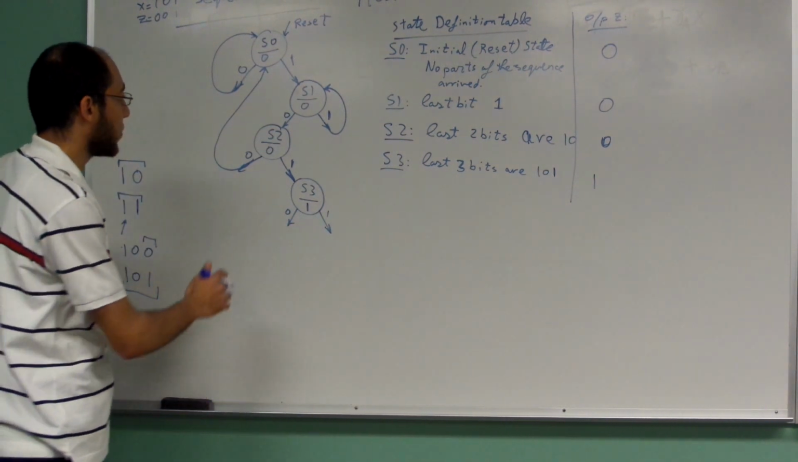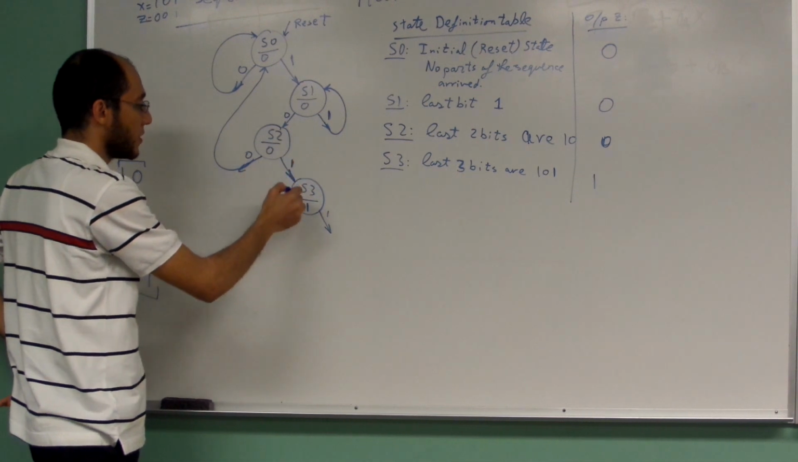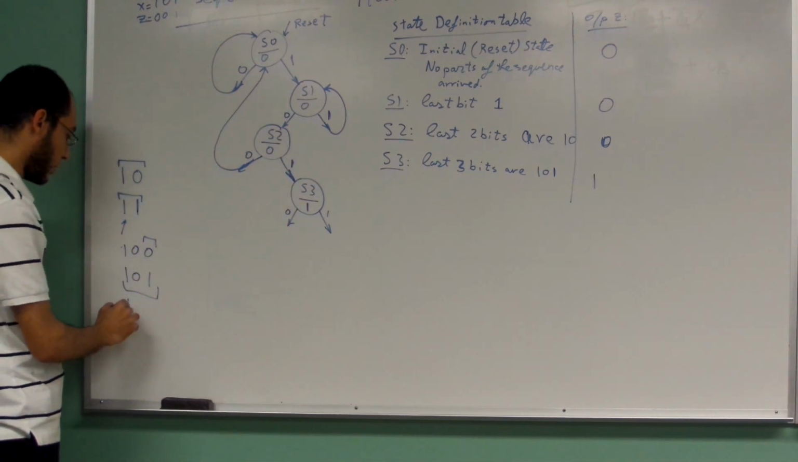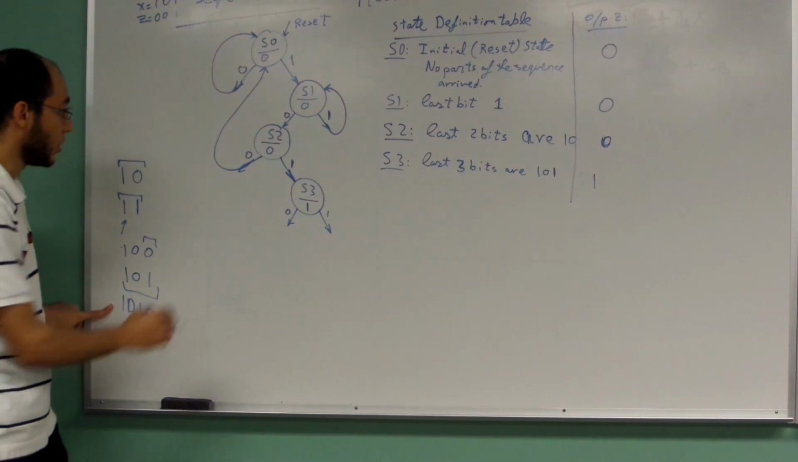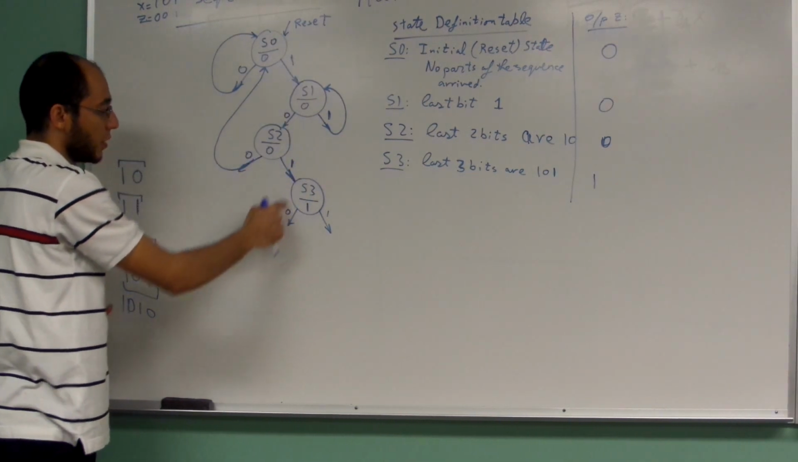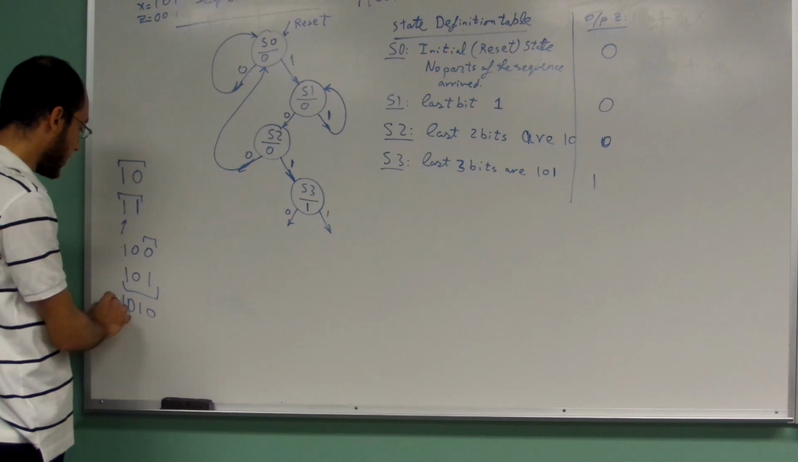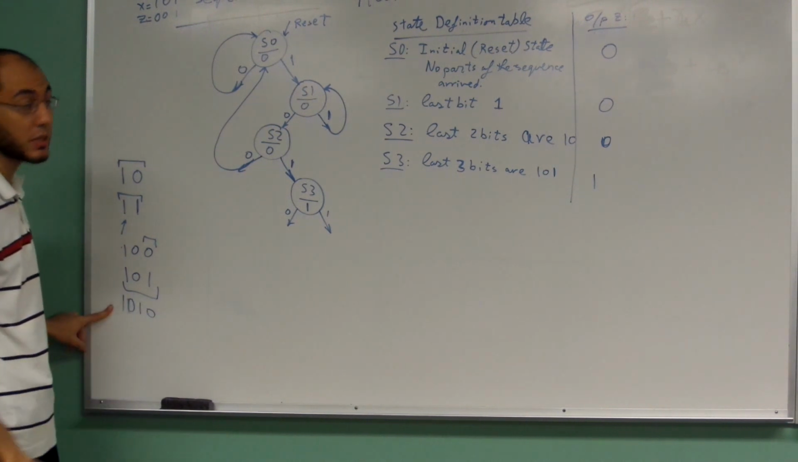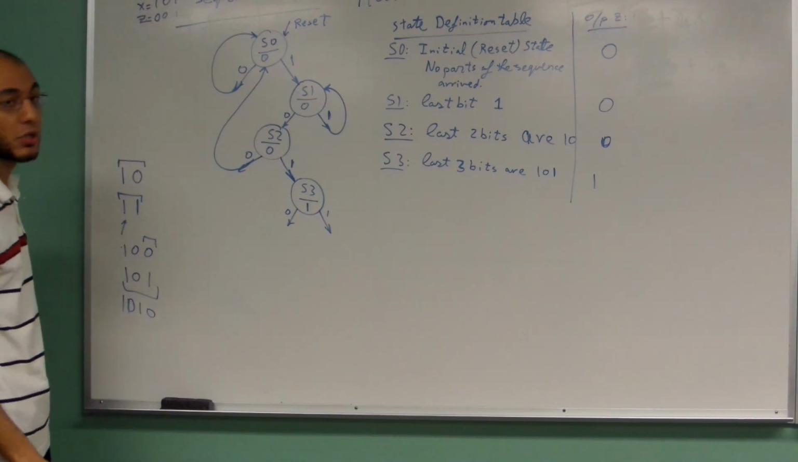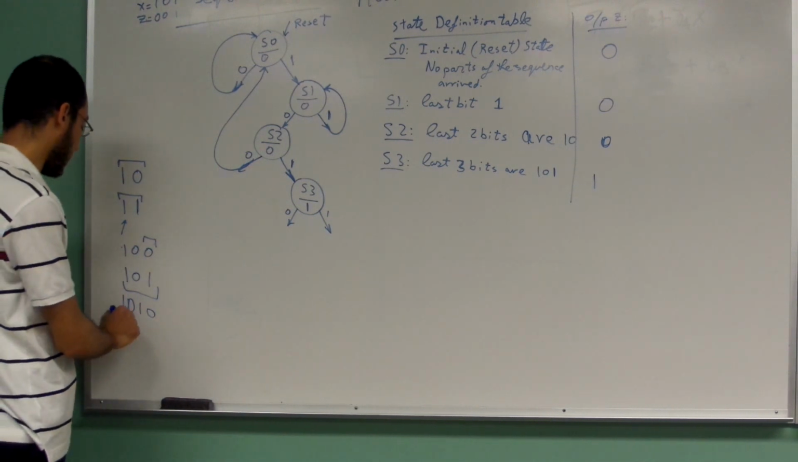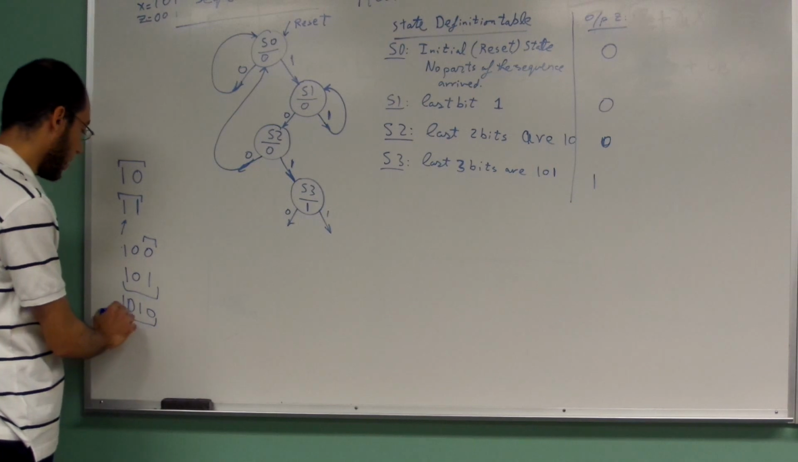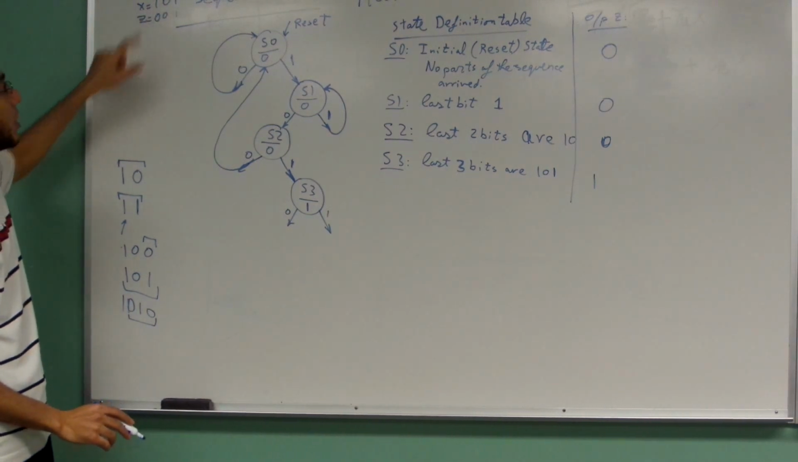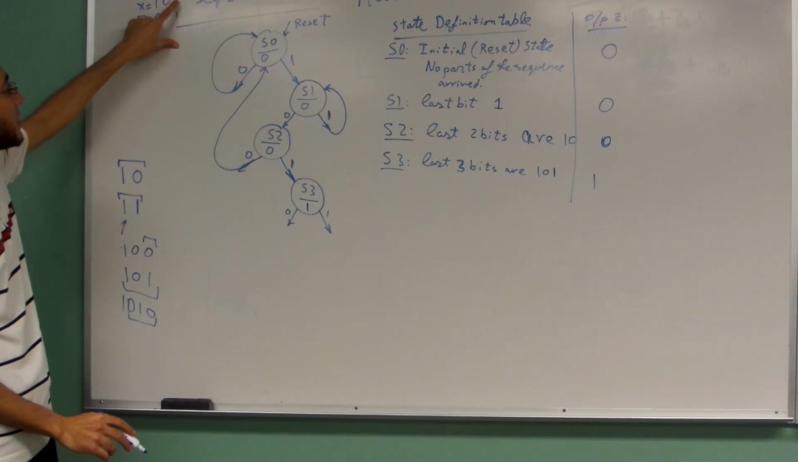If the fourth bit was a 0, then so far I have 1, 0, 1, 0. Is this 1, 0, 1, 0 a part of the sequence? No, it is not a part of the sequence. So I cannot assume it. So let's look at the 0, 1, 0. Is the 0, 1, 0 a part of the sequence? No, it is not. None of them is 0, 1, 0.